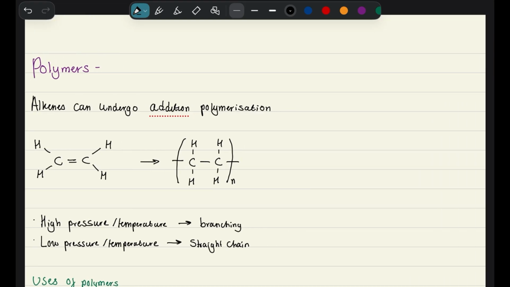So in terms of polymers, we don't really need to spend too long on this, but you just need to be aware. We have addition polymerization, which is what happens with your alkenes. Now, when you get to year 13, we're going to go into condensation polymers, which is much more difficult. So let's just focus on what we've got here.